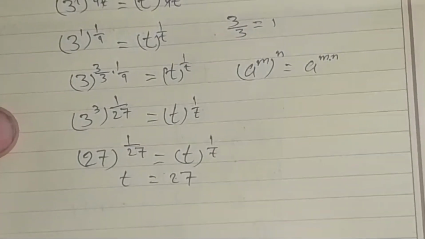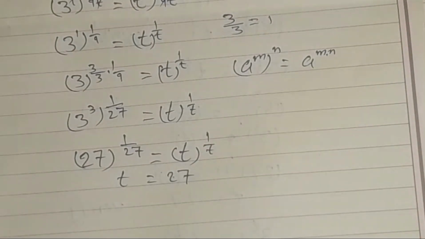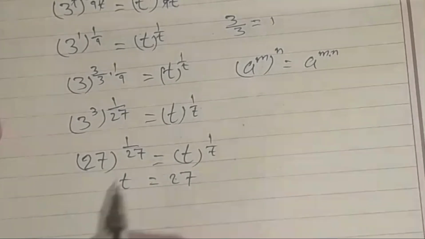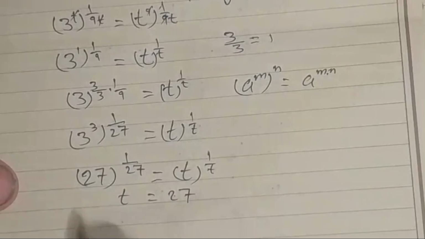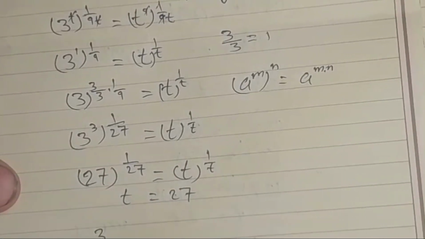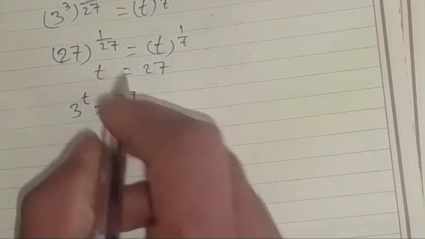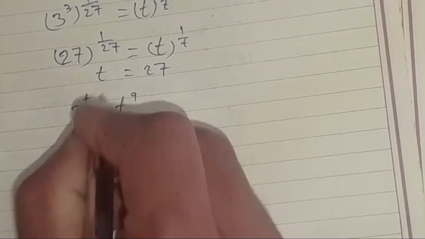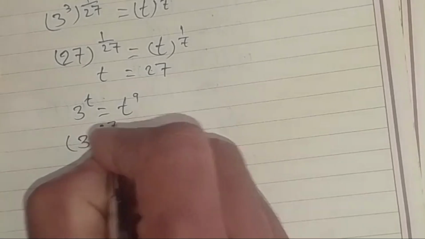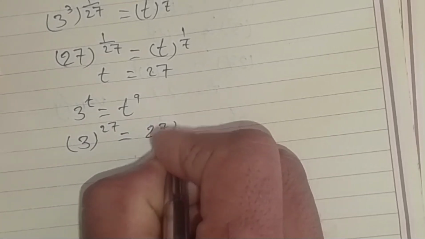Now we verify it. So put the value of t in the real expression. So 3 power of t equal to t power of 9. Now put the value of t here. So 3 power of t, where t is equal to 27, and 27 power of 9.